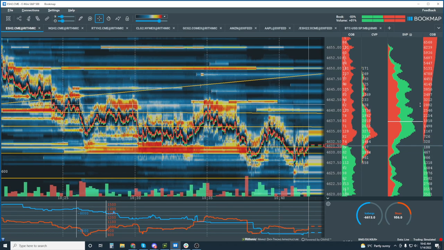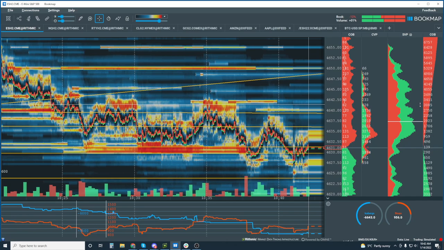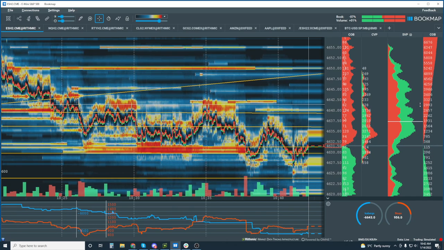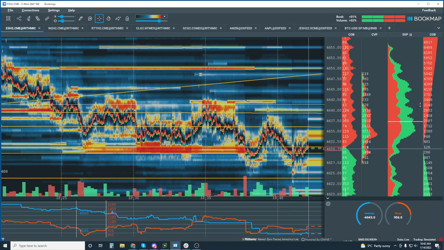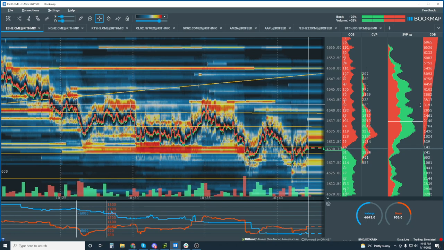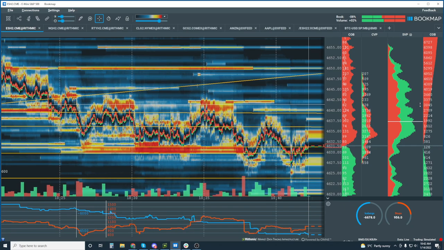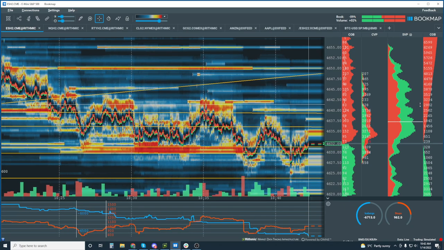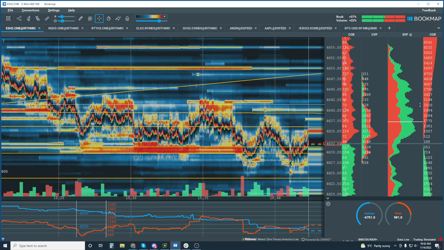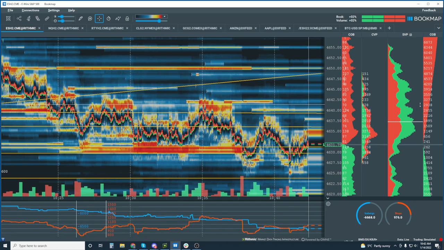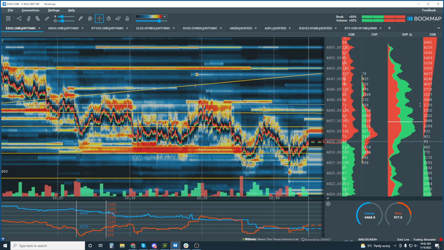A stop limit turns into a limit once it is triggered, as soon as the market hits it, or some sort of condition. Maybe it's pips away and then it triggers, right? We have that functionality in Bookmap. You can have your stop limit triggered a certain number of pips away if you want.